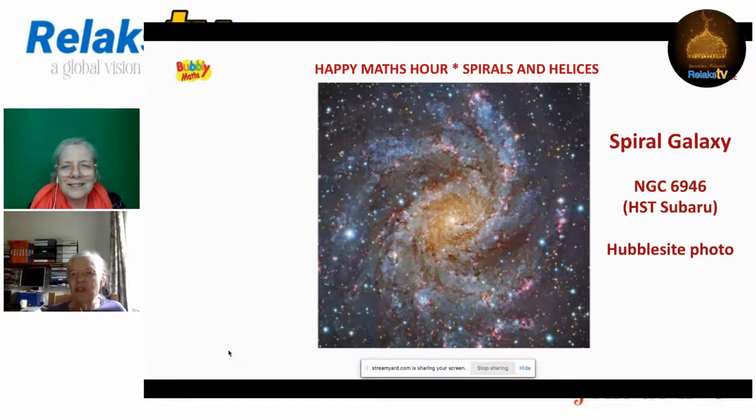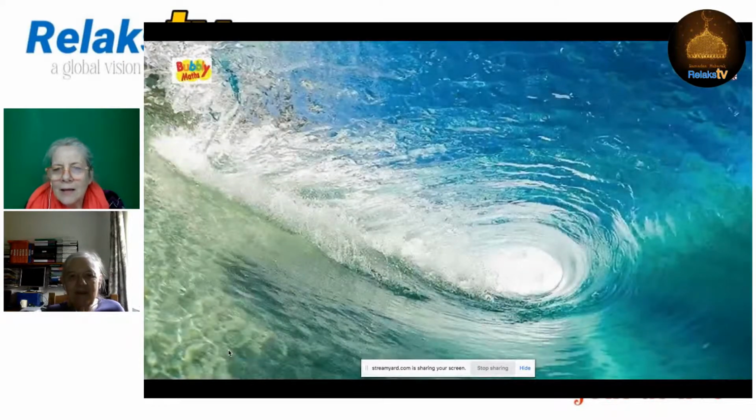So this is named NGC 6946 HST Subaru, apparently. There you go. And here, what about this one?